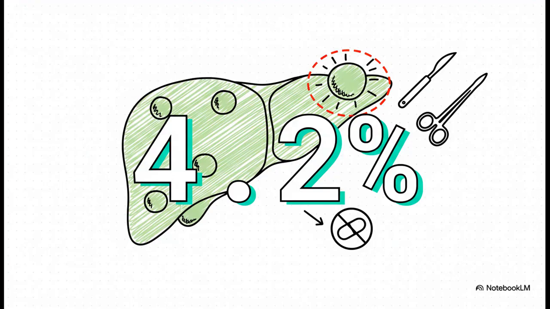Here's a number you just have to burn into your memory: 4.2%. That's the approximate risk of a benign hepatic adenoma turning into a malignancy. And that risk shoots way up for adenomas that are bigger than 5 centimeters. This is exactly why the guidelines tell us to have patients stop taking oral contraceptives and to seriously consider surgical resection for these larger ones. It's a really critical management decision.